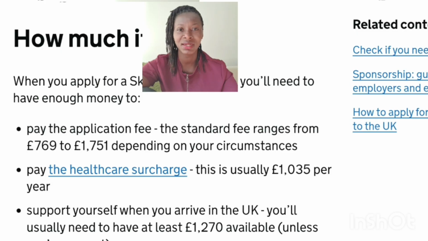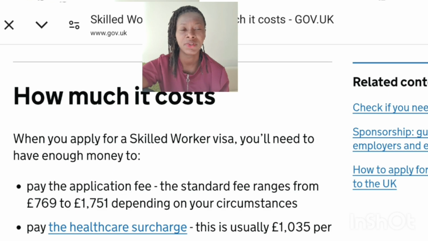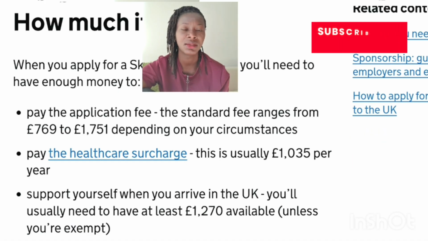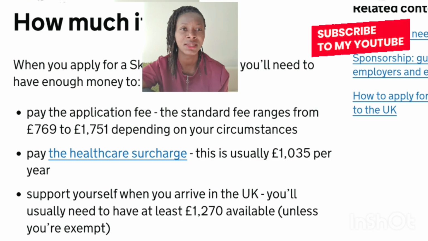And the second one, you are going to be paying the immigration health surcharge, which is usually £1,035 per year. Now, remember guys that the visa application fee is standard. So you pay that once for your visa application and that's it. I remember when I was coming in, I paid the first figure you see, which is £769. Remember all this that I'm giving you is from the gov.uk website and it has been updated for 2025. So don't forget, the immigration health surcharge is the one that you are going to be paying £1,035 per year.